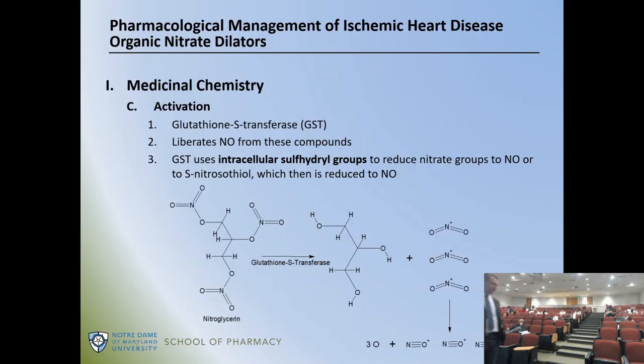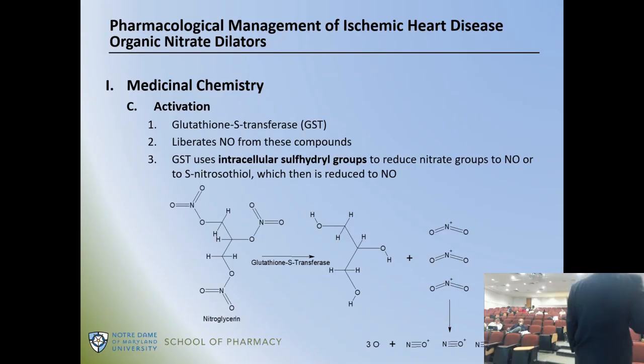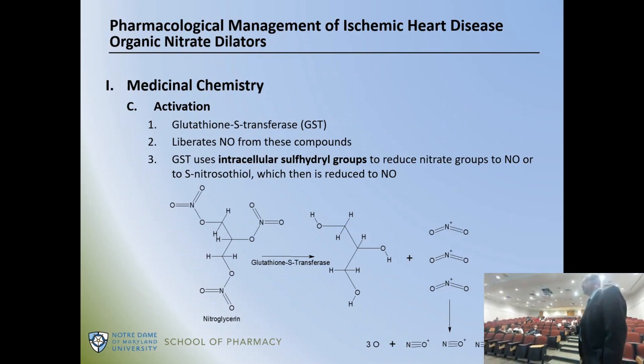As I mentioned before, these drugs are essentially prodrugs. The organic nitrate dilating agents are prodrugs, so they need to be acted upon by an enzyme in order to release the nitric oxide that they have as part of their chemical structure. The enzyme that does this is called glutathione S transferase, or GST. As you can see down here, I have nitroglycerin with the 3 nitrate groups that donate nitric oxide, and it's acted upon by glutathione S transferase.